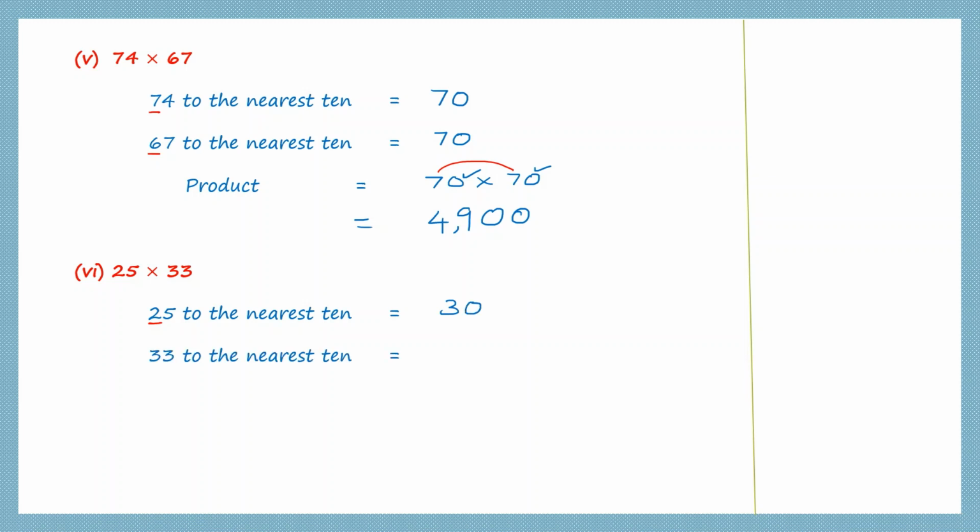33 to the nearest 10. The digit in the tens place is 3. The digit to its right is less than 5. So 3 will remain the same and we put a 0. 33 to the nearest 10 is 30. The required product is 30 into 30. So let's multiply 3 into 3 and what do we get? 3 threes are 9. Then put the two zeros, 900. So the required product here is 900.